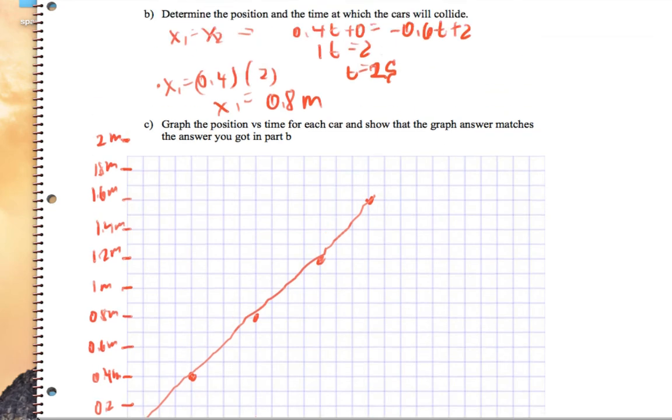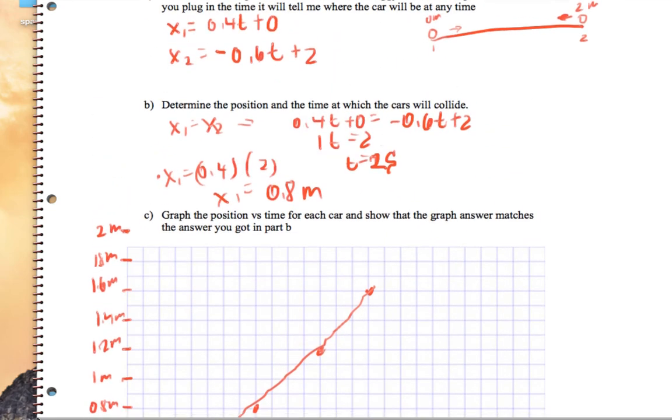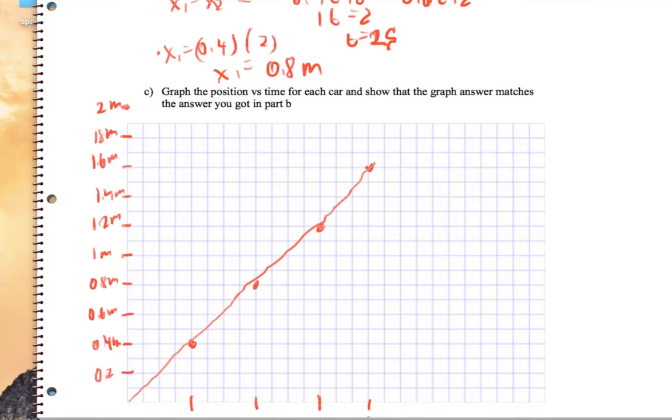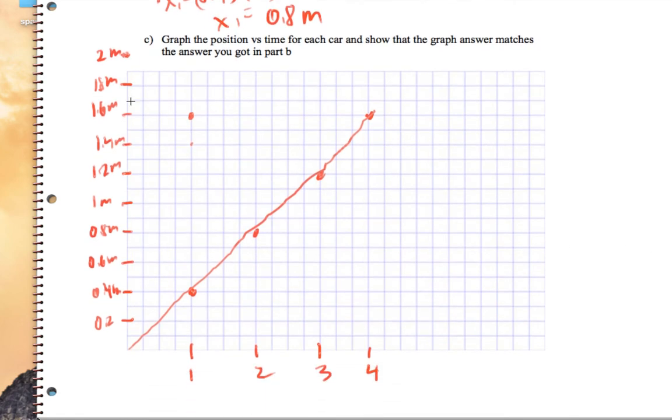And then for the other car going backwards, that's negative 0.6t plus 2. So we start off at the 2 meter mark, and then after 1 second, we're going to go down 0.6. We'll move down 0.6 like that. So let's go down 0.6 more. And just to be absolutely safe, let's be clear after 1 second.